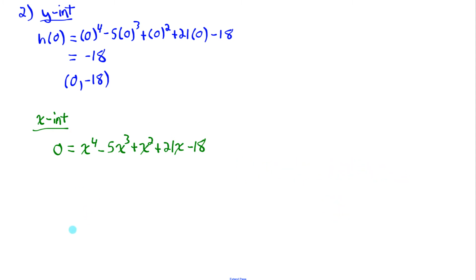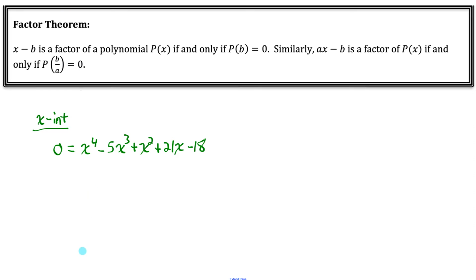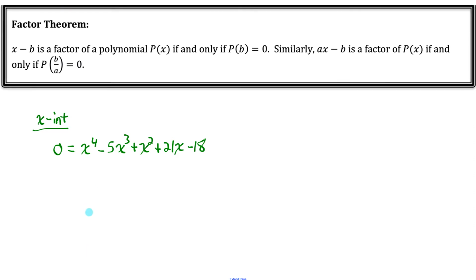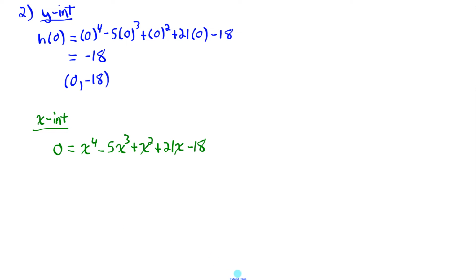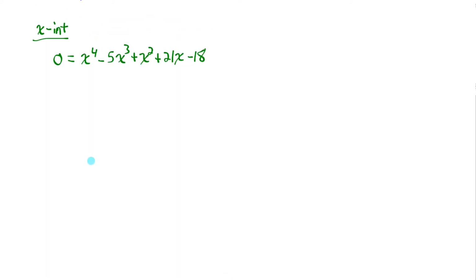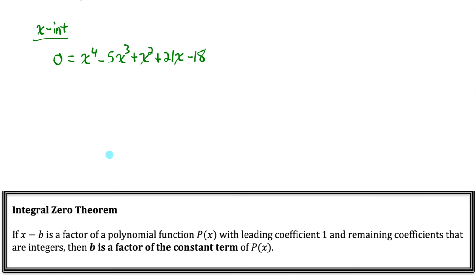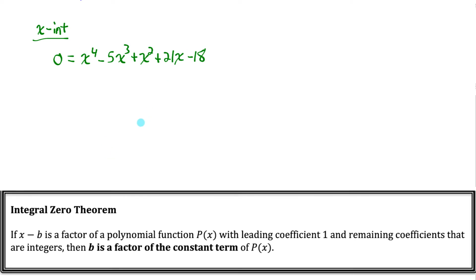We're actually going to have to use the factor theorem and test for zeros to try and find something that may make this be 0, and then do some synthetic or long division to get it into factored form. So if you remember the integral zero theorem, it tells you if there's an integer that makes a polynomial function be 0, that integer will be a factor of the constant term. It'll be a factor of negative 18.